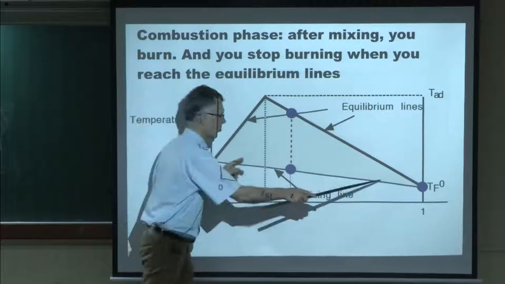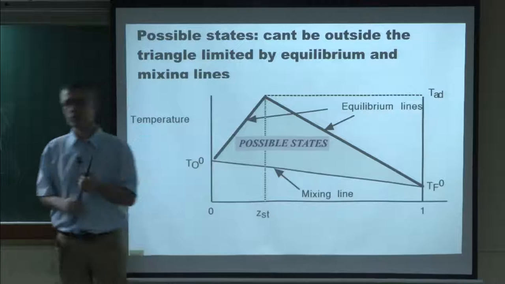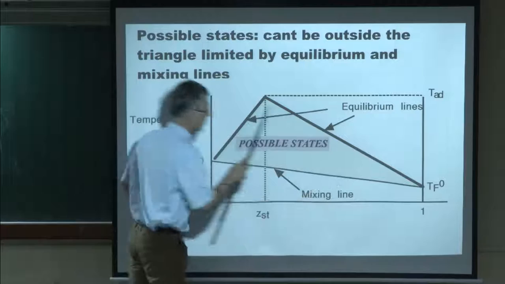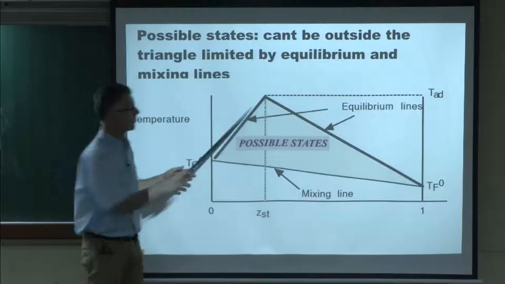You see also that in a diagram like this one, all the points that you can measure, you heard yesterday a nice talk about diagnostics, if you do diagnostics on a flame like this and you measure Z, Y fuel, YO, and temperature, everything should be located in this triangle. You cannot be outside, because you cannot burn more than what you have, and you cannot be colder than what you have. So if you plot temperature, you should be in this triangle.